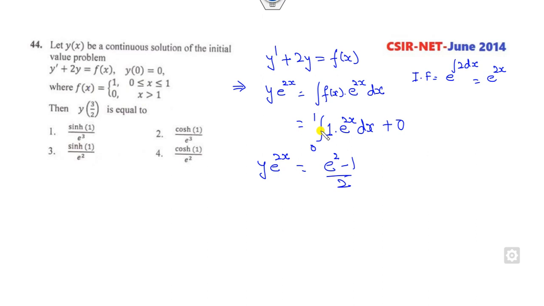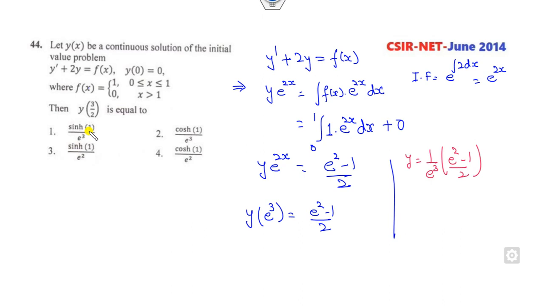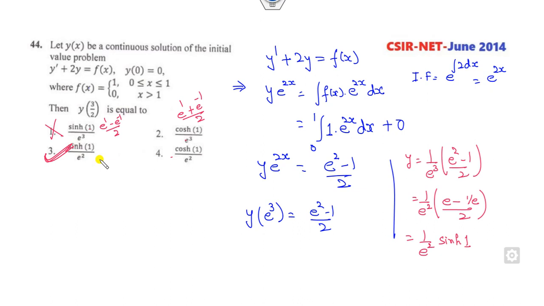Now you have to find the value of y at 3/2. So y times e cube equals e square minus 1 over 2. So I can write y as 1 over e cube times e square minus 1 over 2. Now look at that, this is not a sine hyperbolic of e cube, so this is cancelled out. It's not a cos hyperbolic either. What is the sine hyperbolic? e to the 1 minus e to the minus 1, over 2. So if I write in terms of e square, it is e minus 1 over e, by 2. So this is sine hyperbolic 1. So option C is my correct answer of this problem.